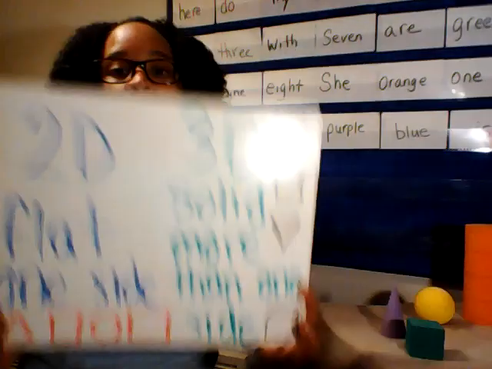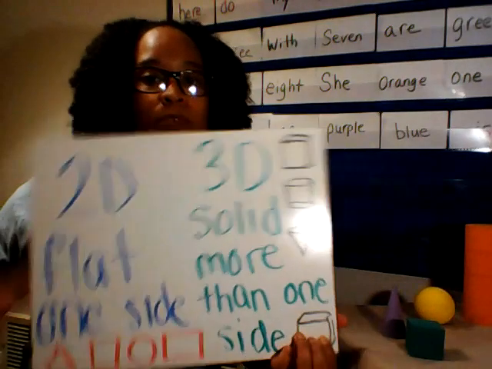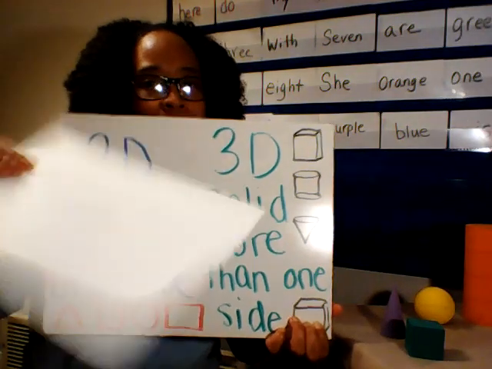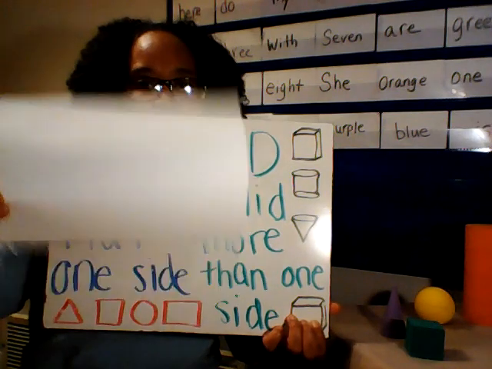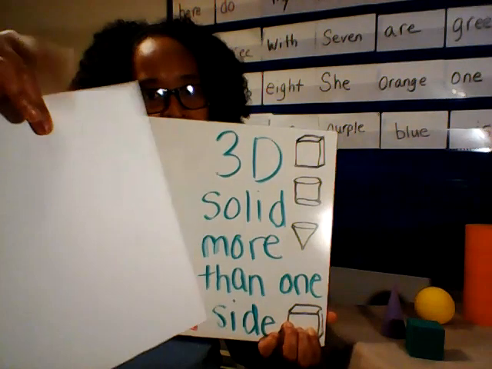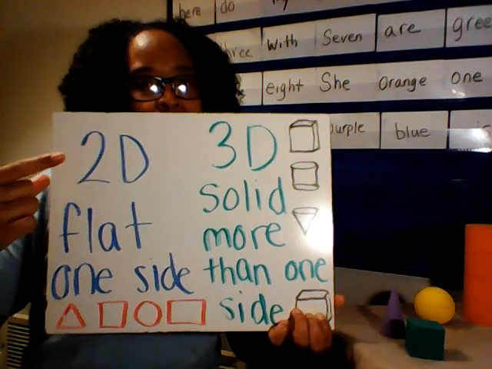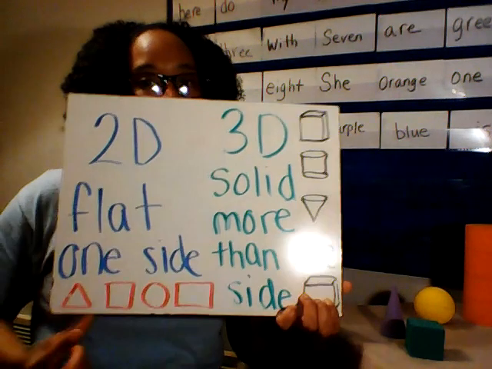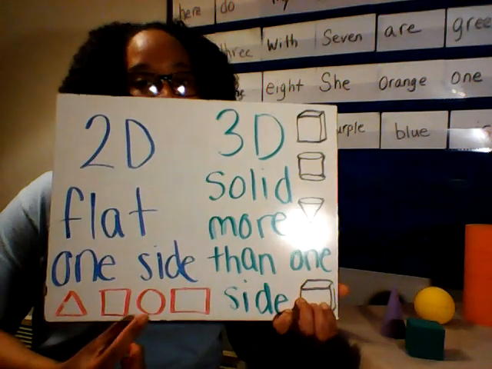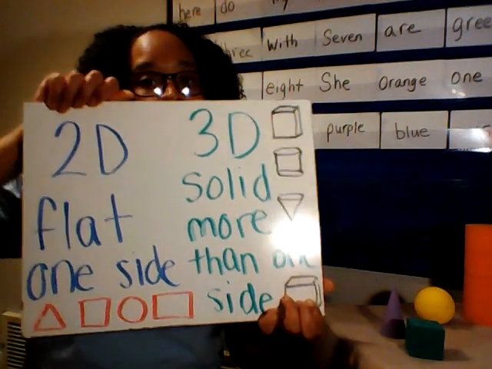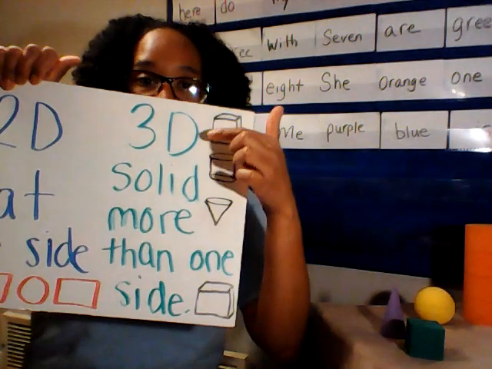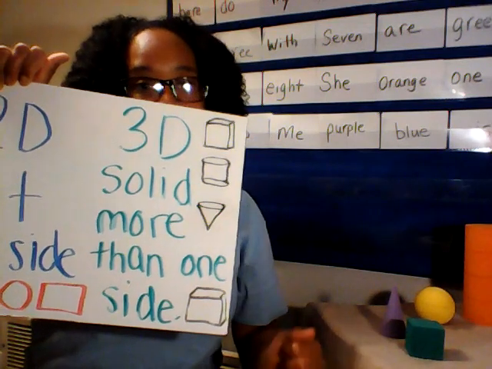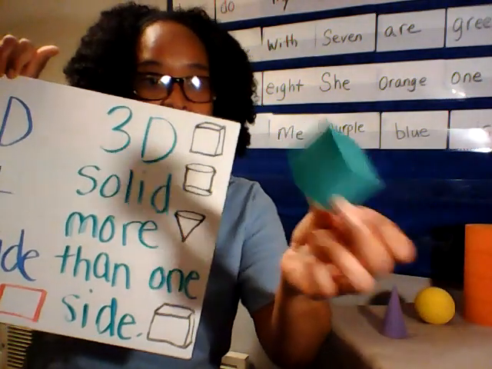So again, our 2D shapes or two-dimensional shapes, they're flat. Flat like this piece of paper here. We can only see the front of my piece of paper. It's flat. 2D, flat, you can only see one side of the shape. Triangle, square, circle, rectangle. Our three-dimensional solid shapes, you can see more than one side. Again, more than one side.